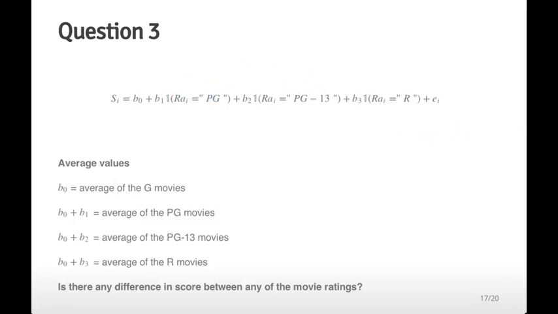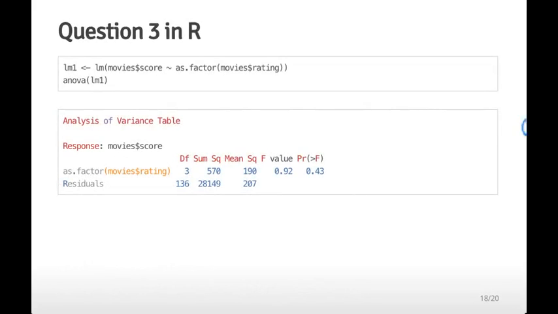You can do that using what's called ANOVA, analysis of variance. In R, the way you do that is you first fit the linear model just as you did before, where the outcome is the movie score and the covariate is a factor variable, the movie rating. Then we just apply the anova command to this lm object, and we get what's called an analysis of variance table.